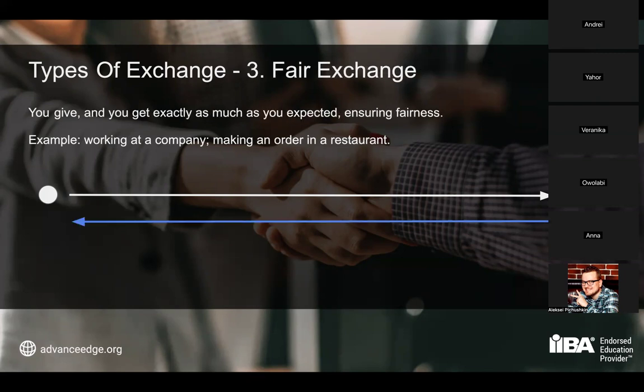Now, the third type of exchange is a fair exchange, when you get as much as you were supposed to get, and you give as much as you were supposed to give, right? Again, with the example of working at a company, you do everything you should do, and you receive the salary that you were to receive, right?